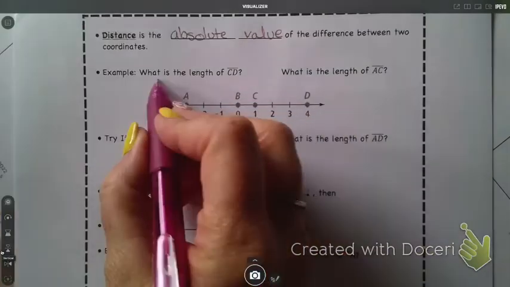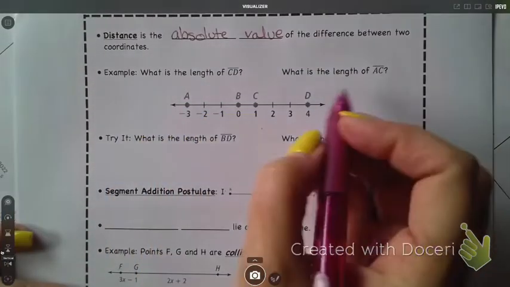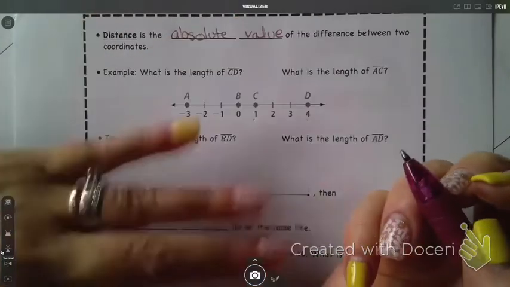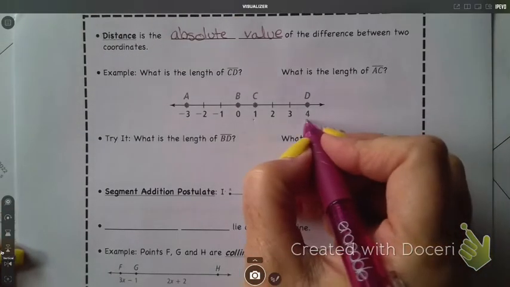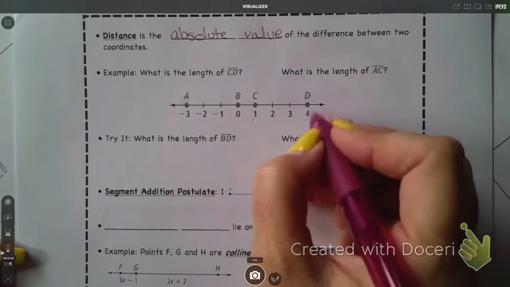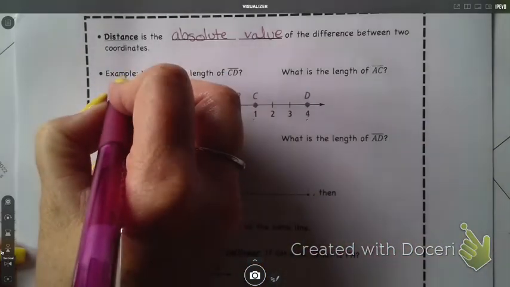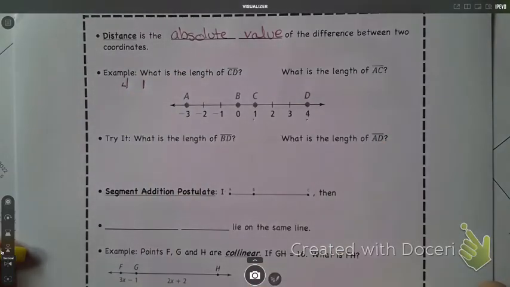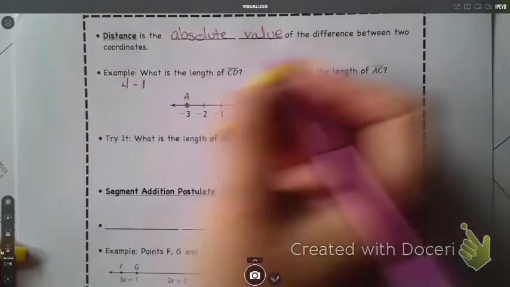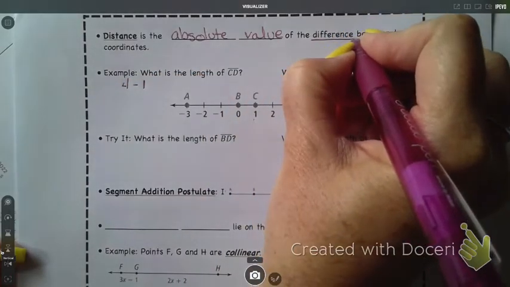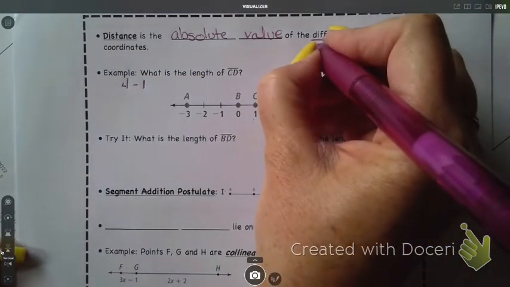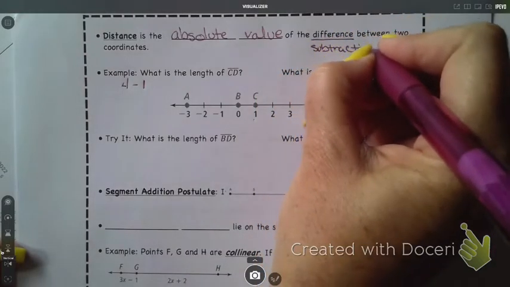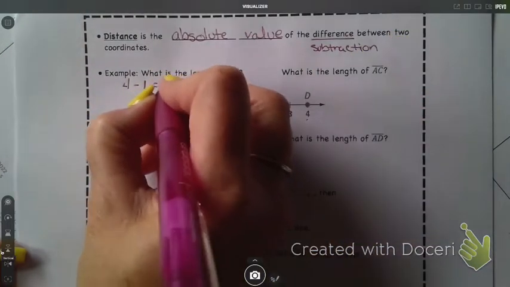Okay, so what is the length of CD? So D is 4 and C is 1. And yes, you do have to show work. Sorry, it's so much work. So D is what? 4. And C is 1. What math am I going to do with that? Subtract, because distance is subtraction, right? Yes, we wrote that down. Okay, so it is 3.